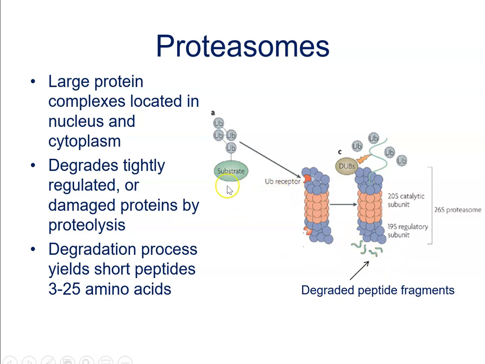Therefore, if you can target a protein to the proteasome by having it tagged with ubiquitin, it will have a ubiquitin receptor here. That then will have a deubiquitination step, and that will strip off the ubiquitin proteins to leave the free protein to be threaded down the proteasome, allowing it to be degraded.